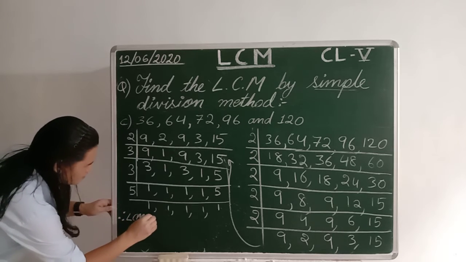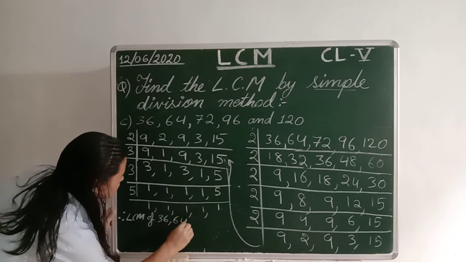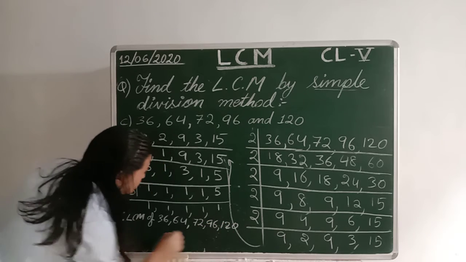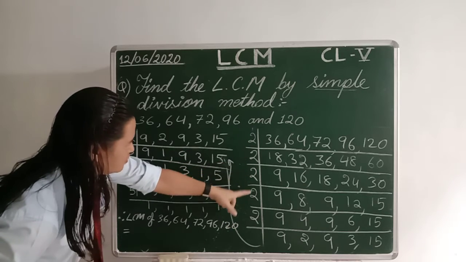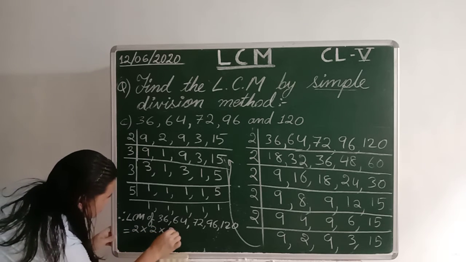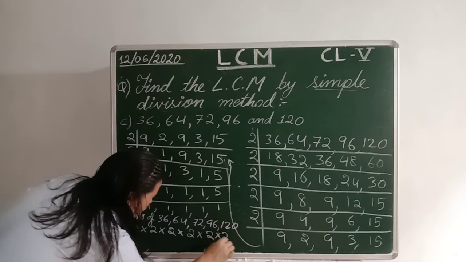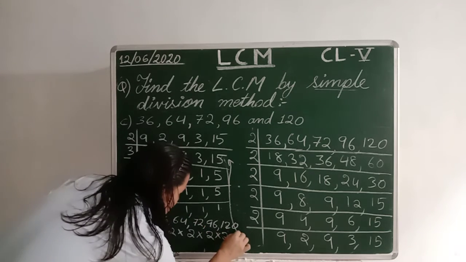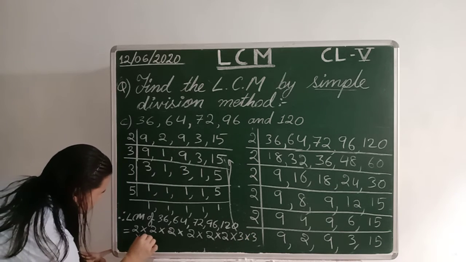Therefore LCM of the given numbers 36, 64, 72, 96, 120 equals, right now all the number 2s, how many times? 1 2 3 4 5 6 times. So 2 six times. And what is given here? 3, 3, 2 times, and 1, 5. Into 3, into 3, into 5.